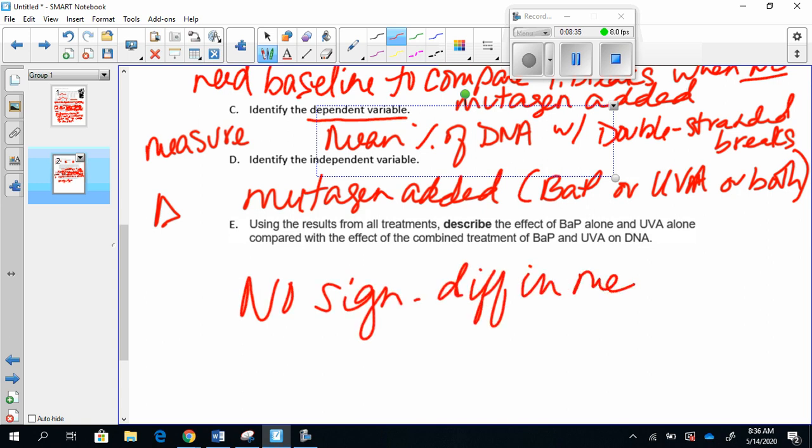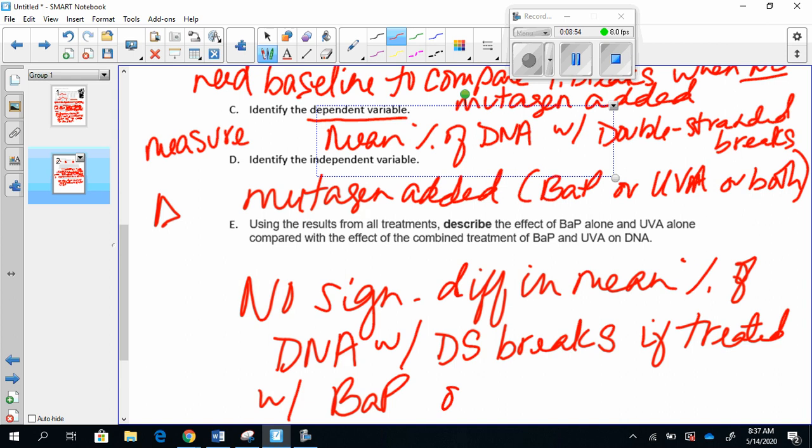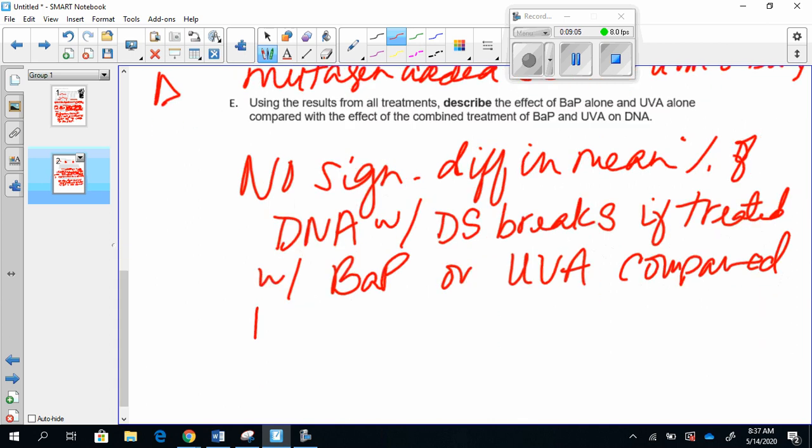in the mean percent of DNA with double-stranded breaks if treated with BAP or UVA compared to no treatment.